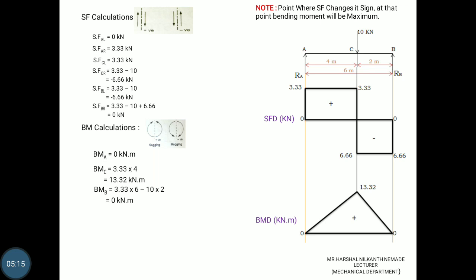Now I will do the BM calculation. In BM calculation there are two types: one is sagging and the other is hogging. Sagging moment is positive and hogging moment is negative.